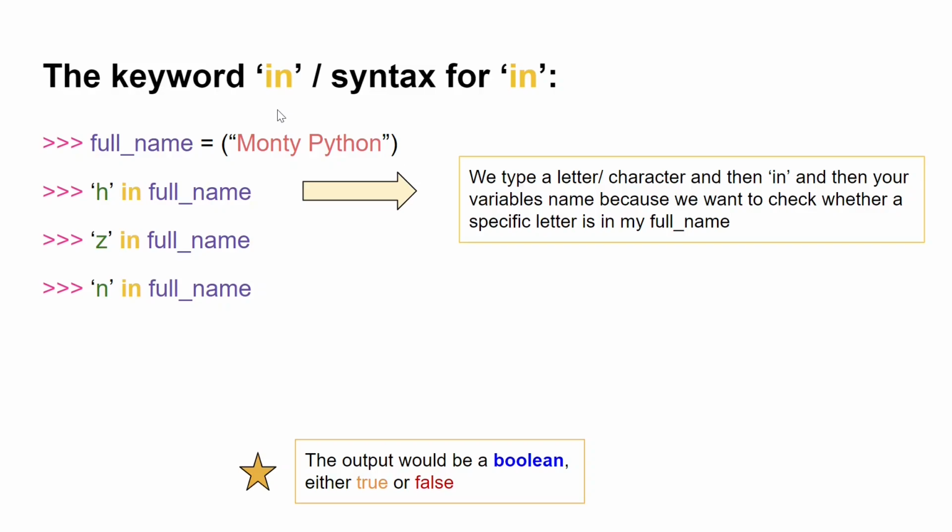So in means something that's inside of it, like a teddy is in a box. Well, we can use this for strings. We can check if a letter is inside of a word. So using my full name example, we type a letter or character and then in and then your variable's name. Because we want to check whether a specific letter is in my variable full name. So I tried H, Z and N, but you can keep experimenting and try typing different letters. And the output would be a Boolean, which is either true or false.